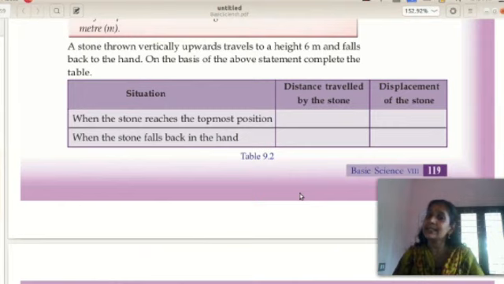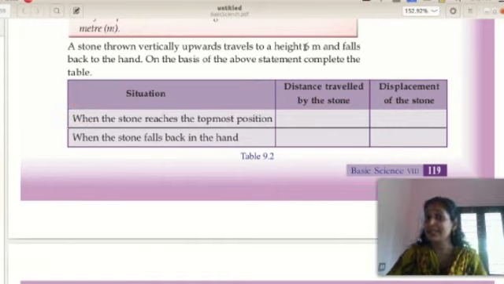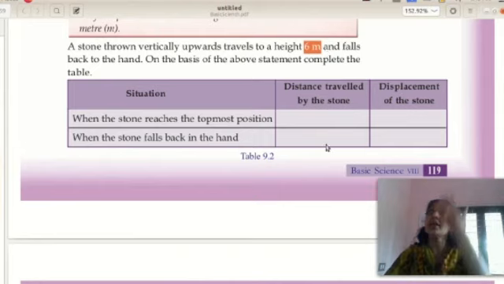We can consider these situations. When our stone reaches the topmost position, the distance travelled by the stone is equal to, yes, it is 6 meter. What will be the displacement? Displacement from our hand to the top position, that is also 6 meter.